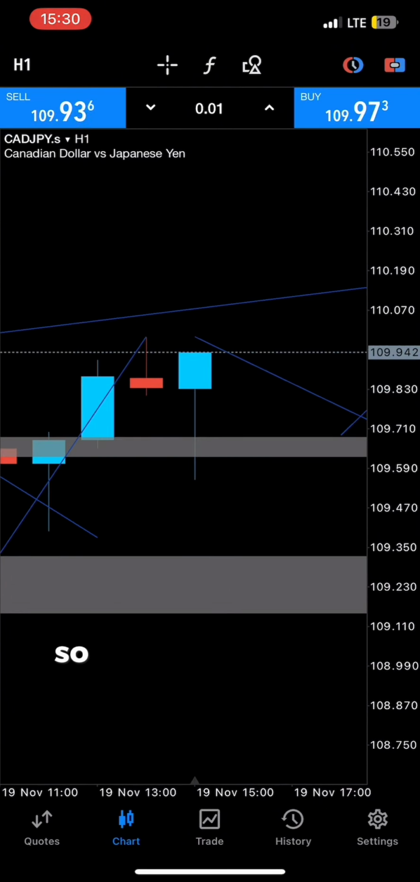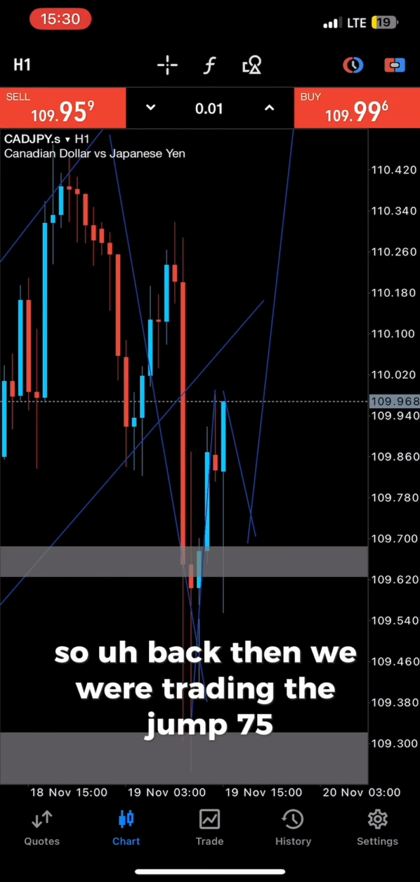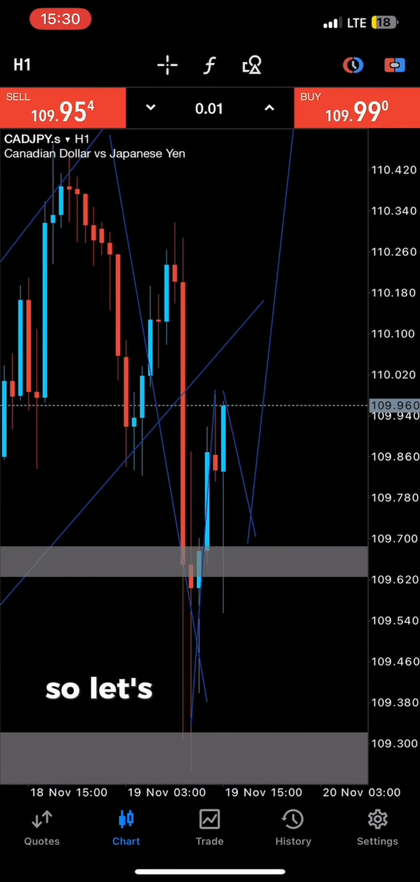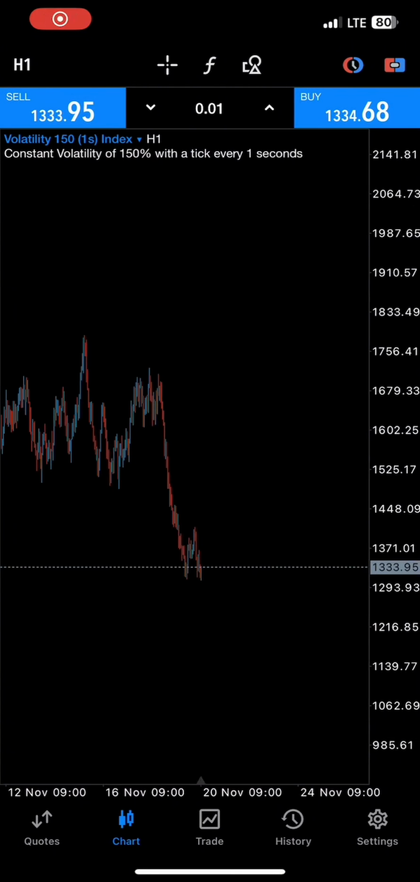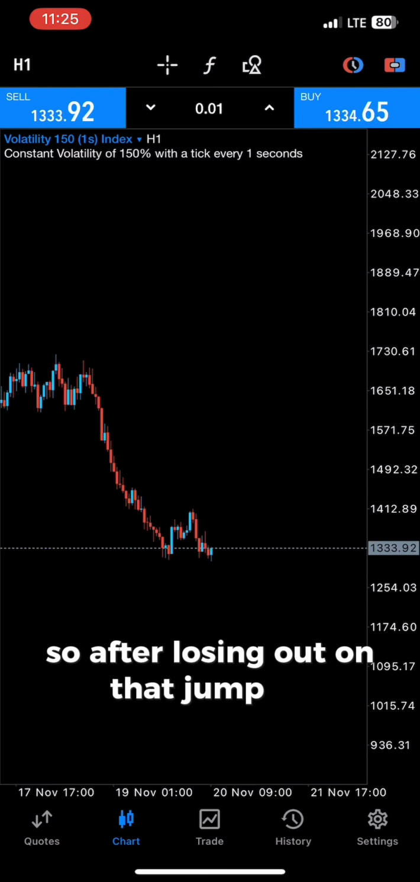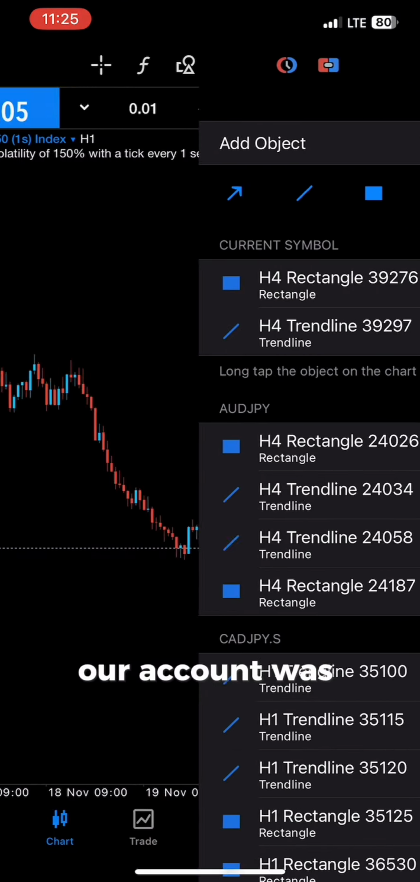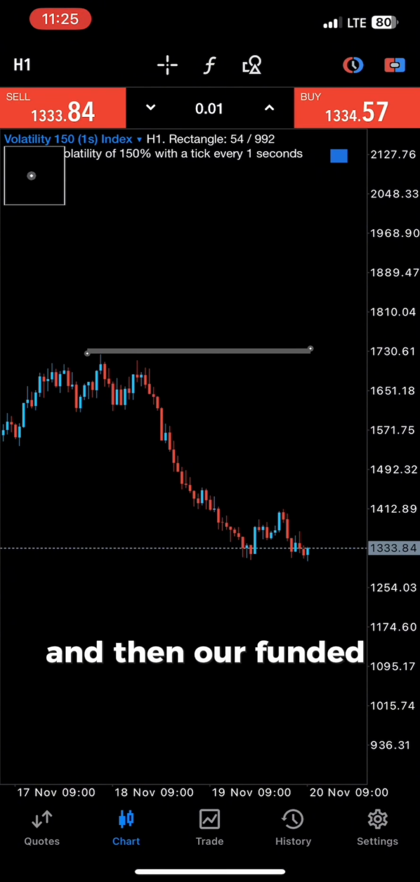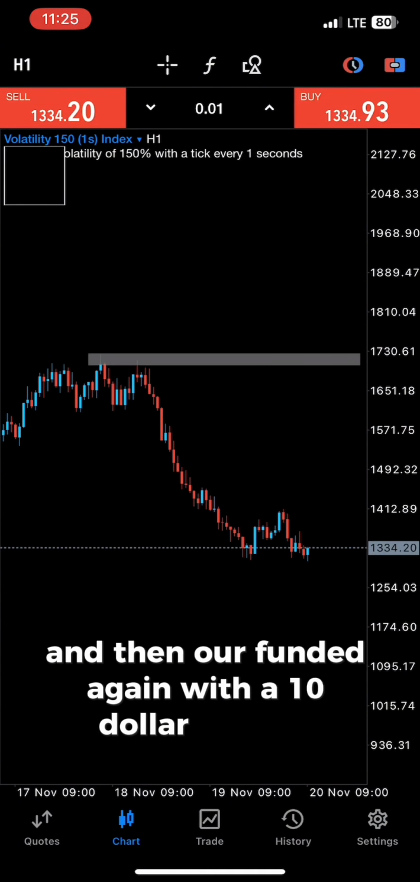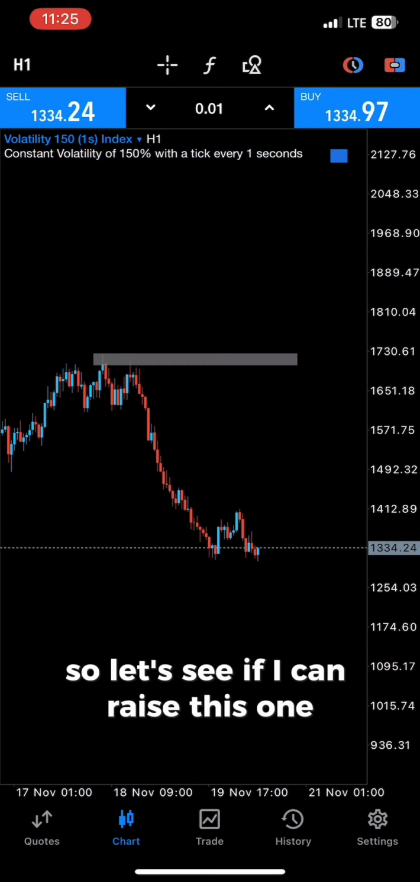Back then we were trading the Jump 75. So let's go back there. After losing out on that Jump 75 previously, our account was blown, and now I funded again with a $10 account. So let's see if I can raise this one.